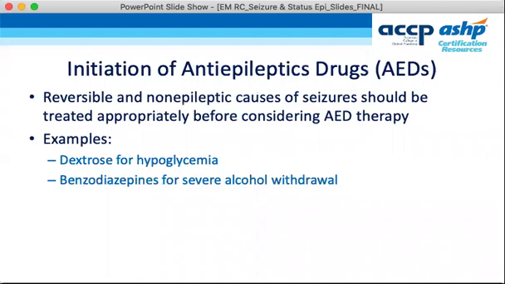So when should we initiate our AEDs, or anti-epileptic drugs? Reversible and non-epileptic causes of seizures should be treated appropriately before considering anti-epileptics. Examples would be if a patient's hypoglycemic, giving them dextrose, or if we don't have IV access, glucagon. Treating alcohol withdrawal seizures with benzodiazepines, barbiturates, or other therapies.